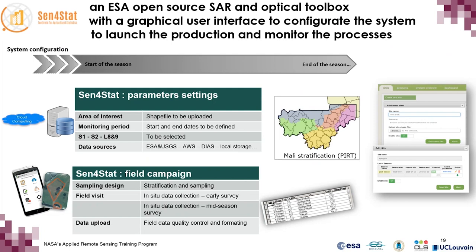Of course, this allows you to define the overall set of parameters, but then you will have to trigger some action, like the field data campaign, which relies on a good sampling design that we will mention, possibly including stratification.